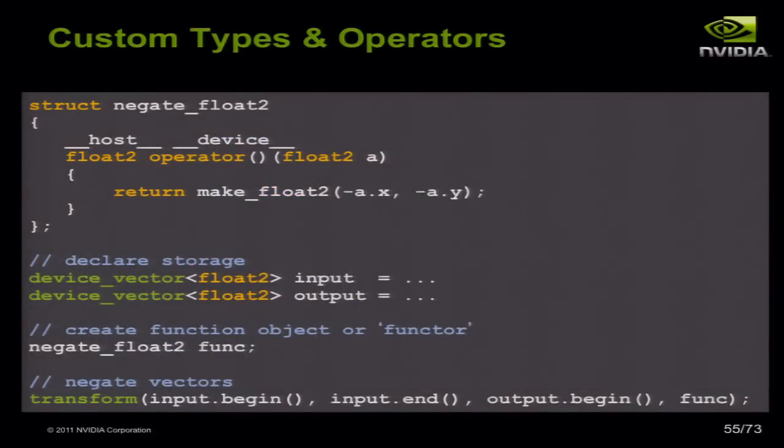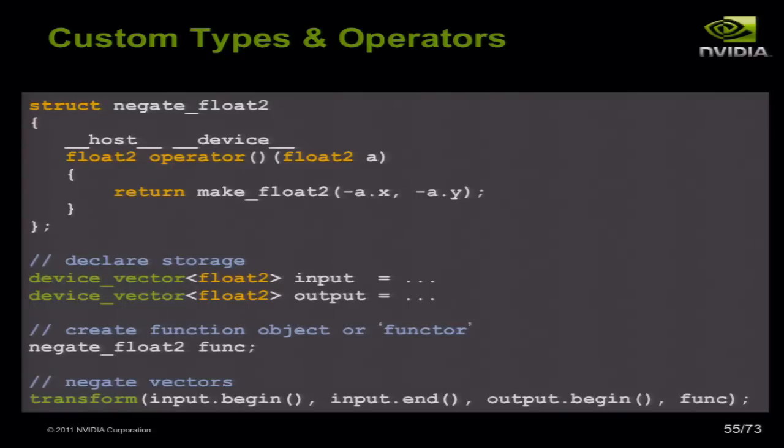So here's a sort of example on how to write your own operator. So this negate operator, it's working on a custom type. So I think you had a question on how would it look to use complex numbers. So in this case, he's working on float2, which is kind of like a complex number. So he's writing a struct that negates both of the components of a float2.